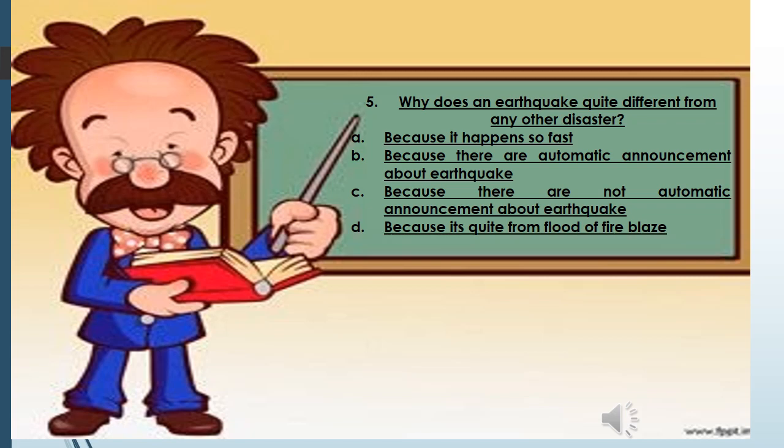Number 5. Why is an earthquake quite different from any other disaster? A. Because it happens so fast. B. Because there are automatic announcements about earthquakes. C. Because there are no automatic announcements about earthquakes. D. Because it's quiet from flood or fire.